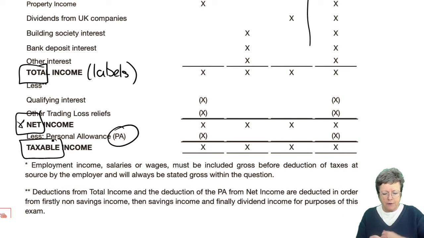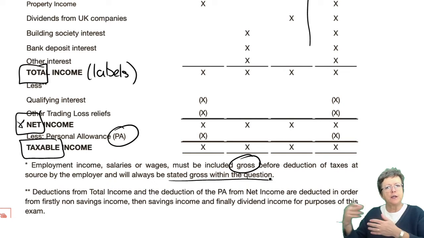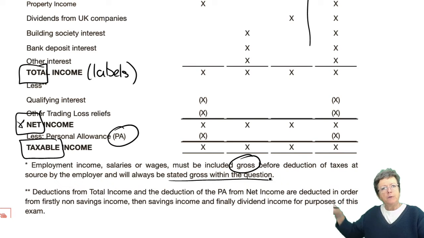So it talks there about employment income is always gross before the deduction of taxes at source by the employer. Okay, and it will be stated gross within the question. It might have in brackets after it, pay as you earn, which is the tax that's deducted. But that's deducted from that gross figure.